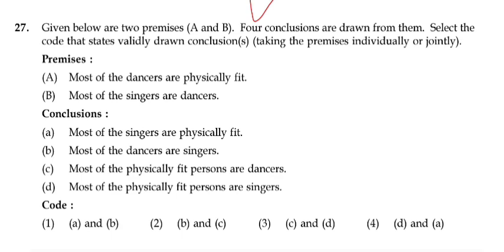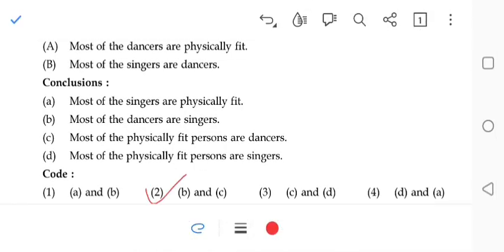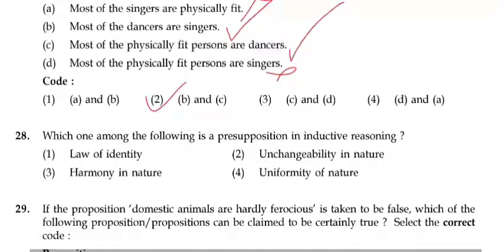Options: A, B; B, C; C, D; D, A. So it will be number 2. That means B and C are correct. B was most of the dancers are singers, and C, most of the physically fit persons are dancers. A and D will not be our correct answer.